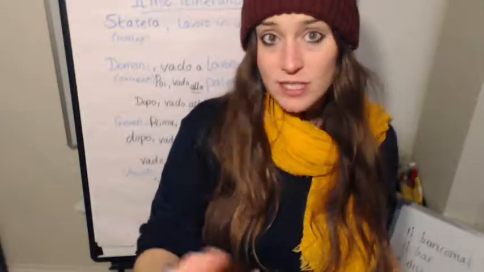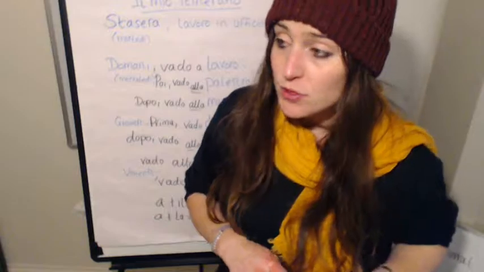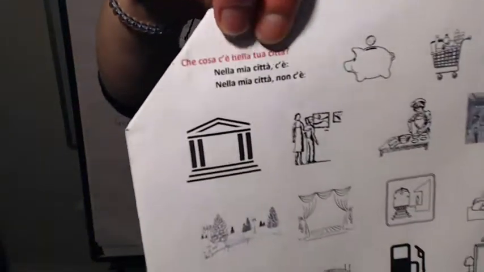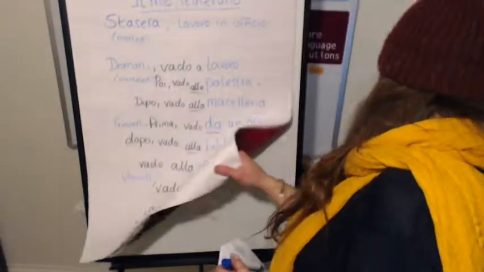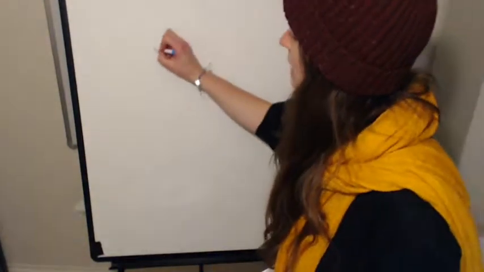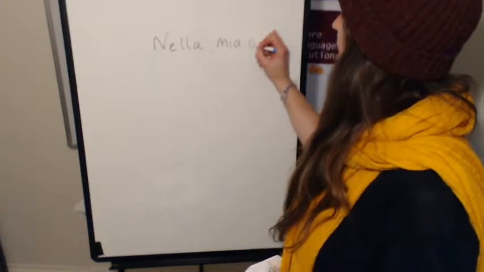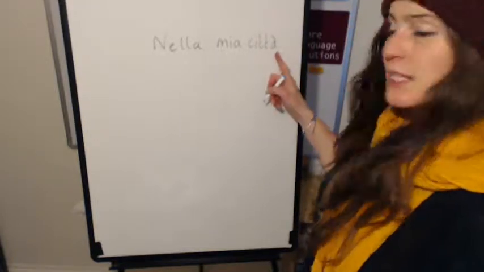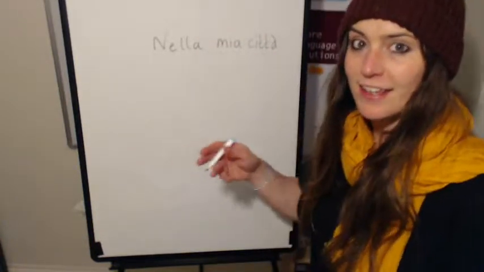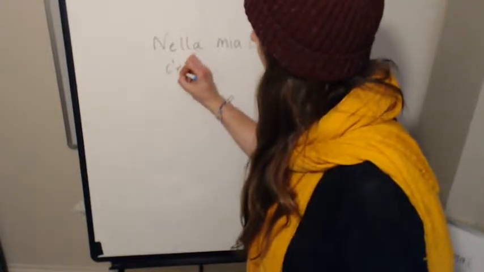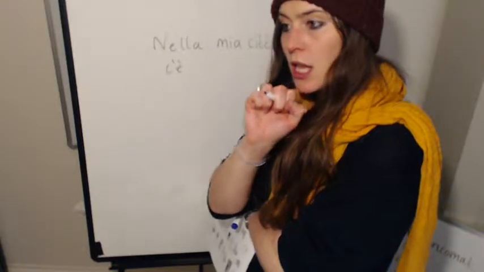And I'd like you to describe what's in the place that you live. So if you live in Chepstow, here's something to start you off. Nella mia città, let me write this on here for you. In my town or my city, nella mia città c'è, there is. The little accent there makes it città, not città. Nella mia città c'è, che cosa c'è nella mia città?